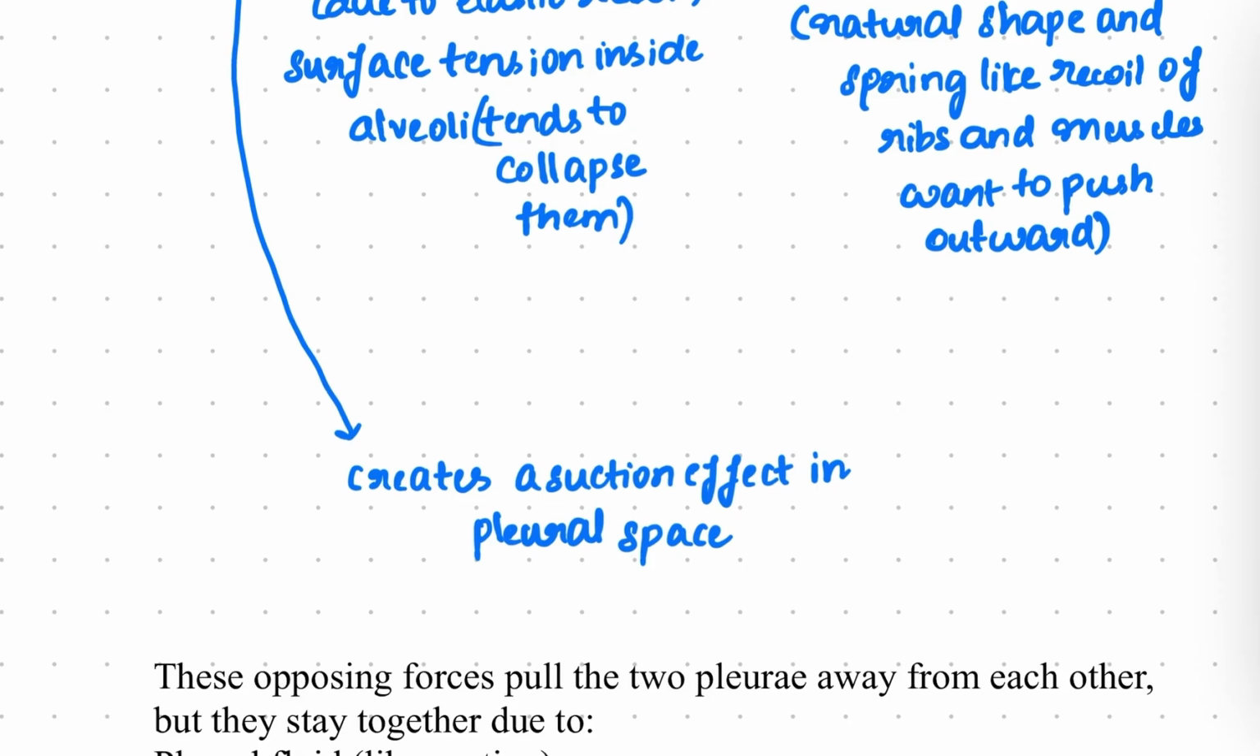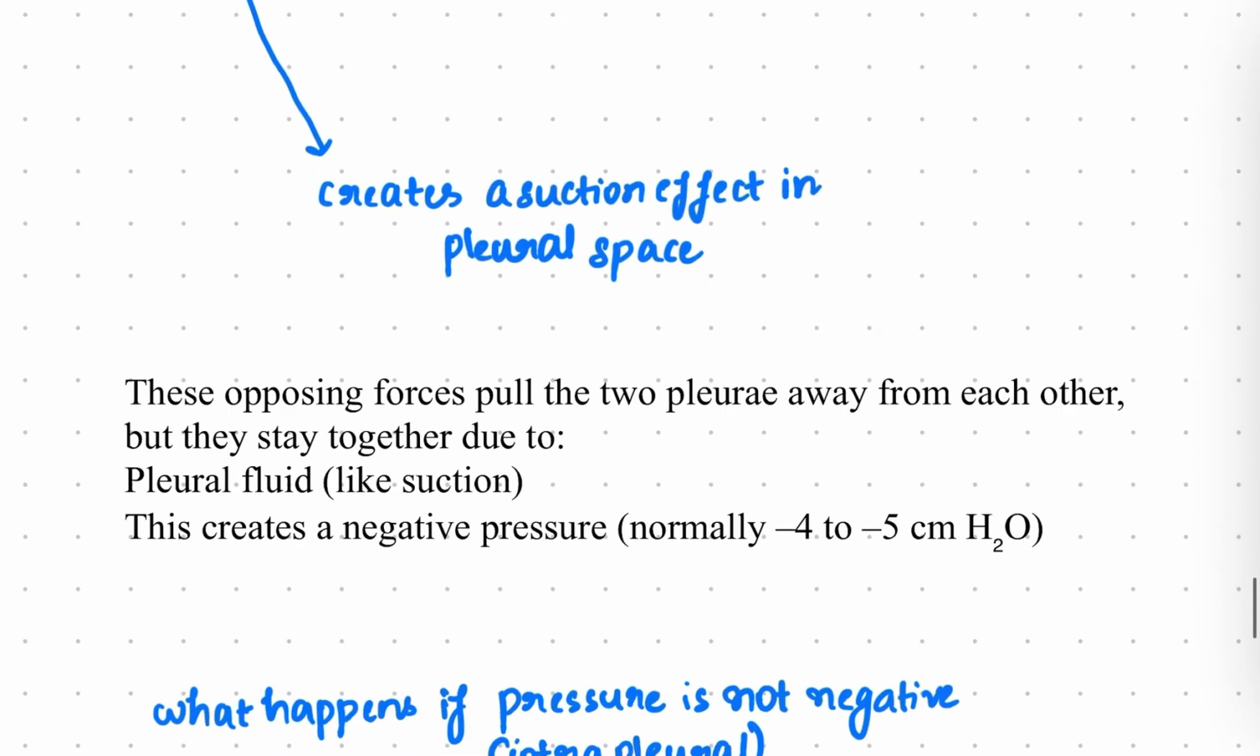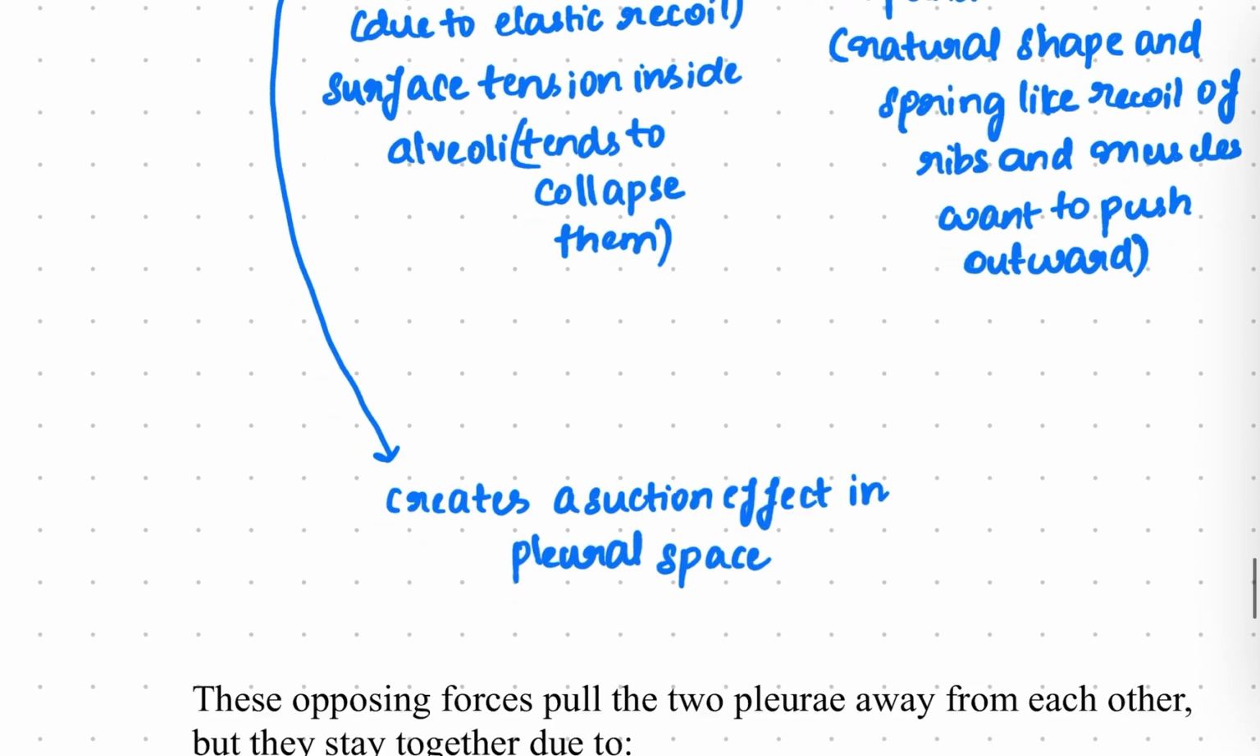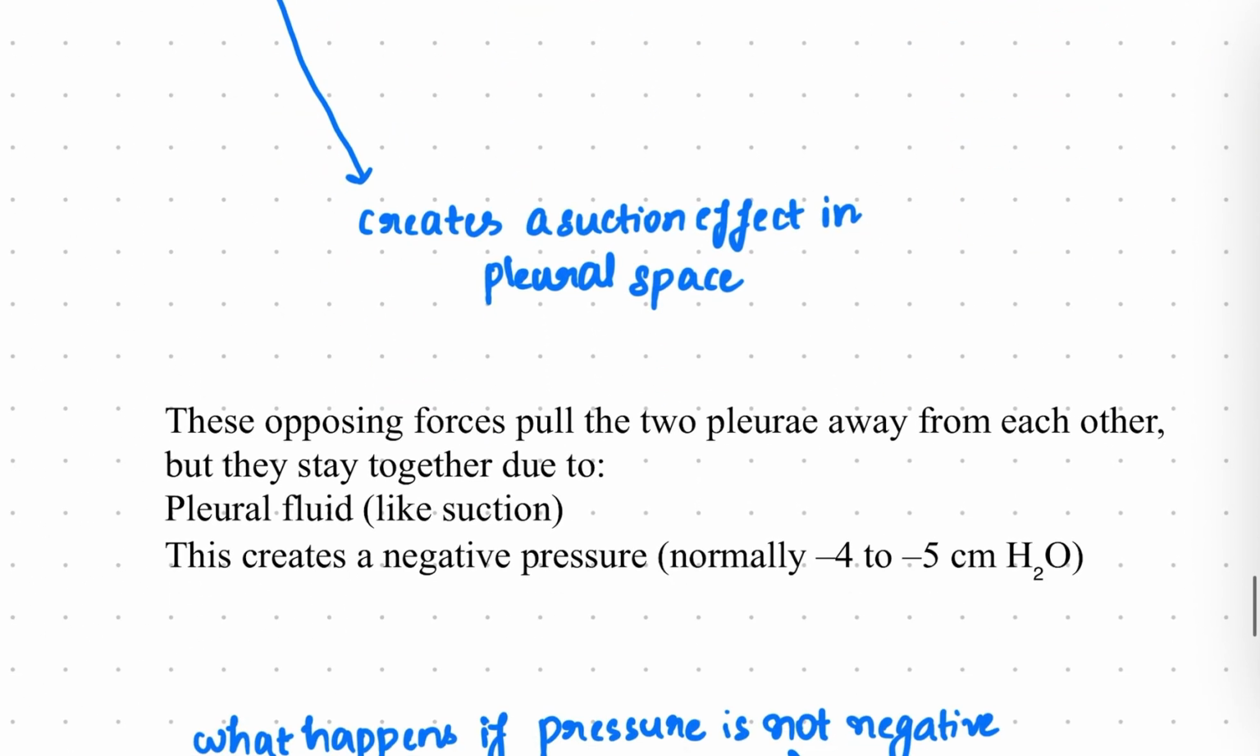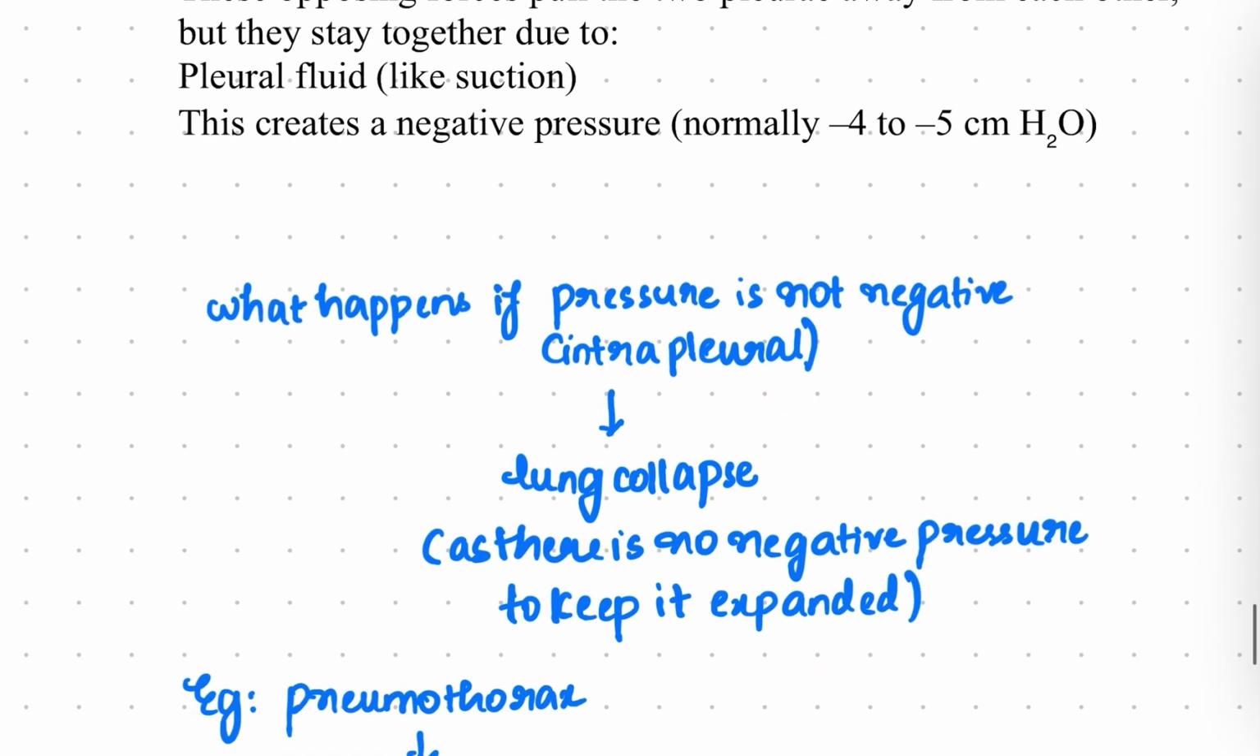So this constant tug of war creates a suction effect in the pleural space. That's why there is a negative pressure. These opposing forces pull the two pleura away from each other, but they stay together because of the pleural fluid, which acts like a suction, and this creates a negative pressure, normally minus 5 centimeters of water.